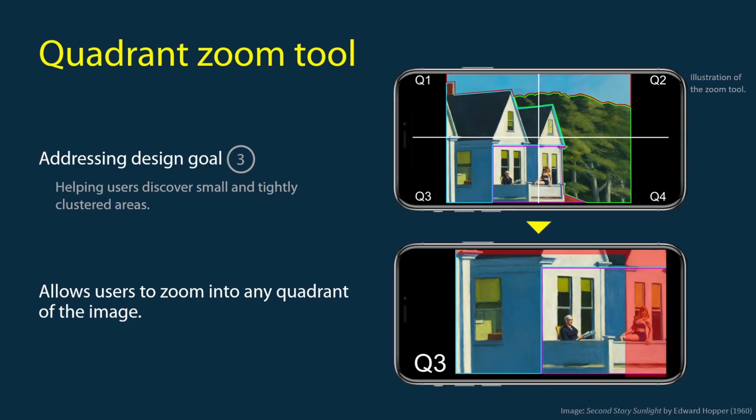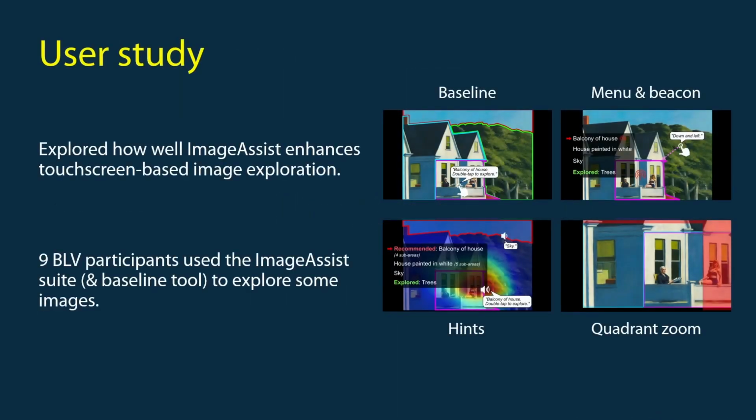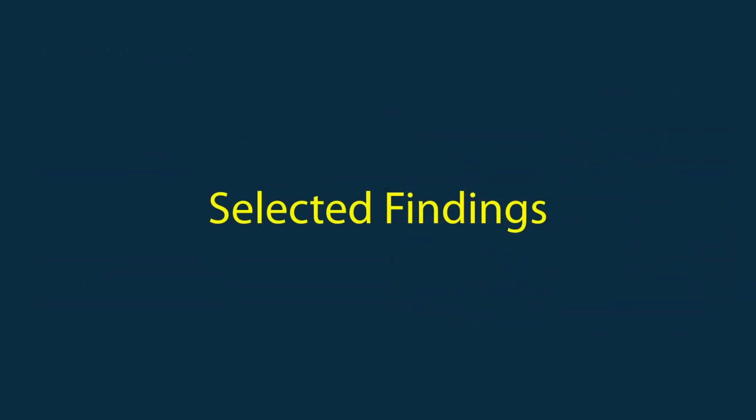At this point, we've created 3 tools to scaffold the exploration process, but now we wanted to figure out how well these approaches work. And so to that end, we've performed a user study, where 9 BLV participants used the component tools of the ImageAssist suite alongside the status quo or baseline tool by itself to explore some images. Now let's look at a couple findings from this study.